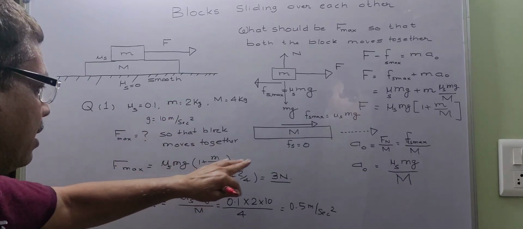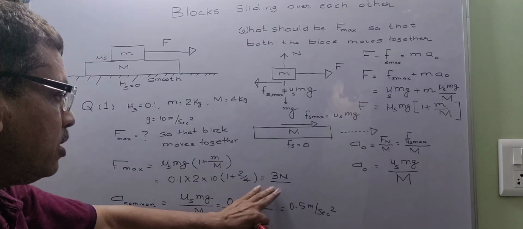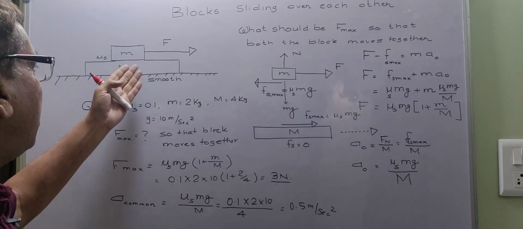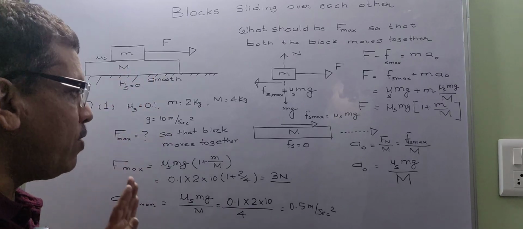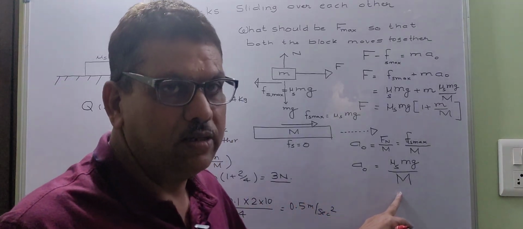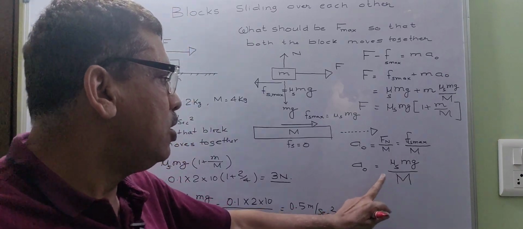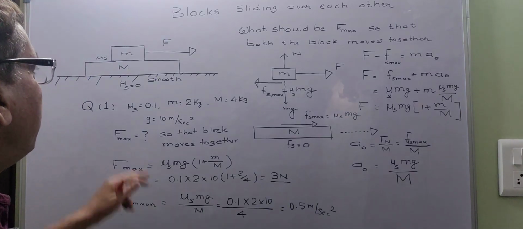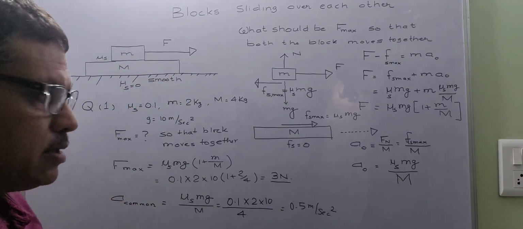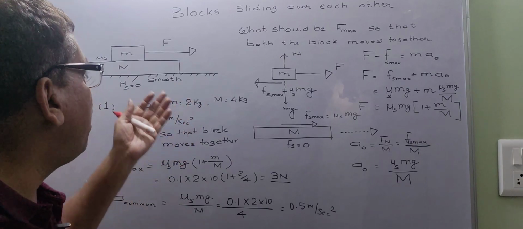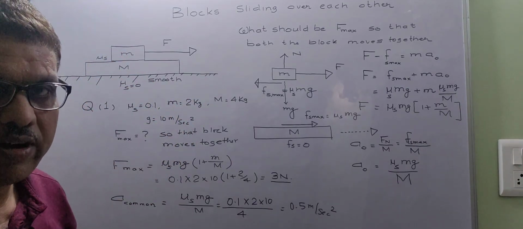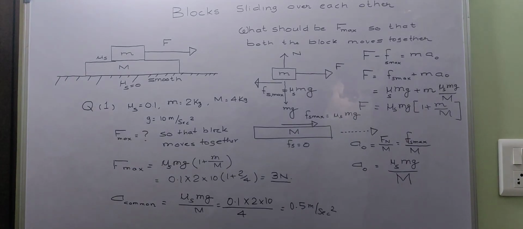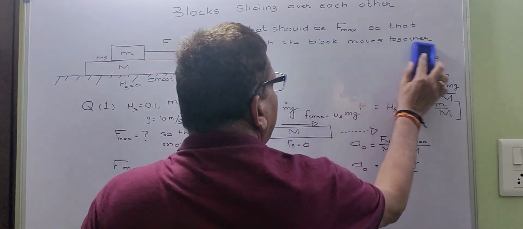Now if I take force as 6 Newton, what will we observe? The lower one will be accelerated with 0.5 meter per second square, because μs m g by M will not change. So the lower block will be accelerated with this acceleration, but the upper block will have a different acceleration. So when 6 Newton is applied, both these blocks will have two different accelerations. So let us see that situation. What will happen in that situation? How to find out the acceleration?